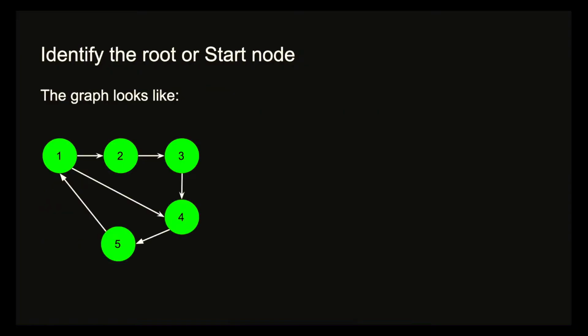To find the start node, we can first check the number of incoming and outgoing connections to each node. Let's use a measure called degree. For an incoming connection, we increment the node's degree by 1. For an outgoing connection, we decrement it by 1. So in this case, the node 1 has 1 incoming connection and 2 outgoing connections. So the degree is 1 minus 2, and that is minus 1. Node 2 has 1 incoming and 1 outgoing connection, so its degree is 0. Similarly, we can calculate the degree of all the remaining nodes.